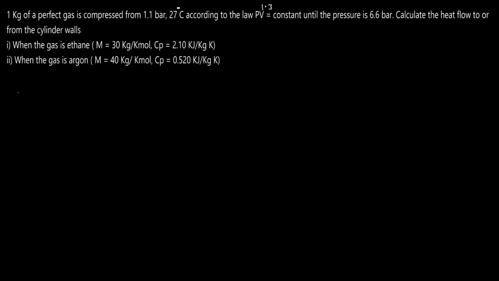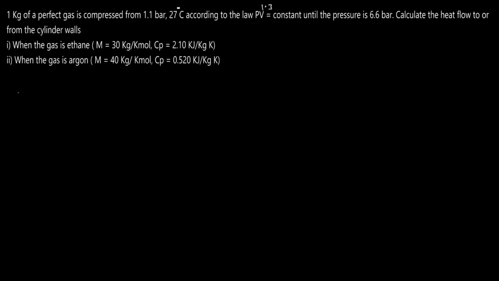1. When the gas is ethane with molar mass 30 kg per kilomole and specific heat at constant pressure is 2.1 kilojoules per kg Kelvin. 2. When the gas is argon, molar mass 40 kilograms per kilomole, and specific heat at constant pressure is 0.52 kilojoules per kg Kelvin.